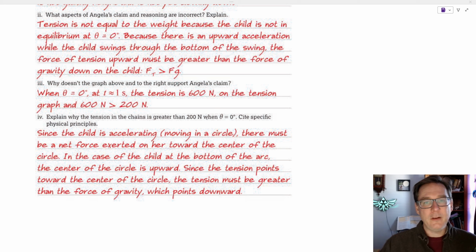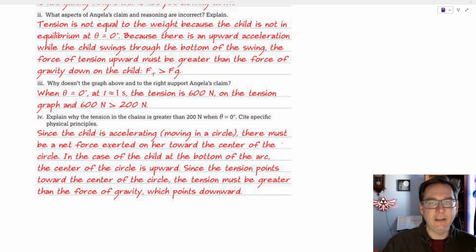Explain why the tension is greater than 200. Cite specific physics principles. Make sure you do that. So the child is accelerating. In other words, the child is moving in a circle. There must be a net force toward the center of the circle. Okay, we learned that a while ago.